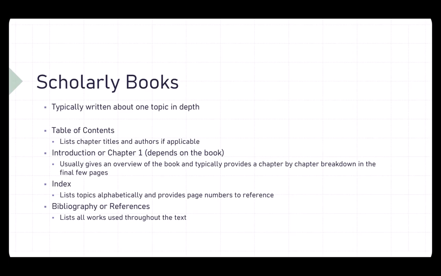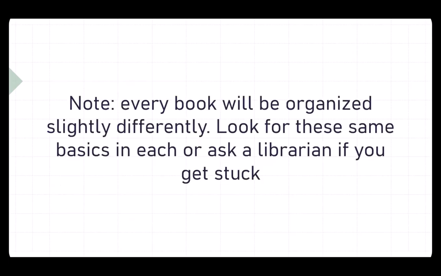The index is typically located at the back of the book and will provide a list of topics alphabetically as well as the page numbers that reference those topics. Finally, the bibliography or references will list all the works used throughout the text and can be a great place to find additional resources. Please note, each book will be organized a little bit differently, but almost all will contain these basic items. If you are having trouble finding a specific topic in a book, you can ask your librarian for help.